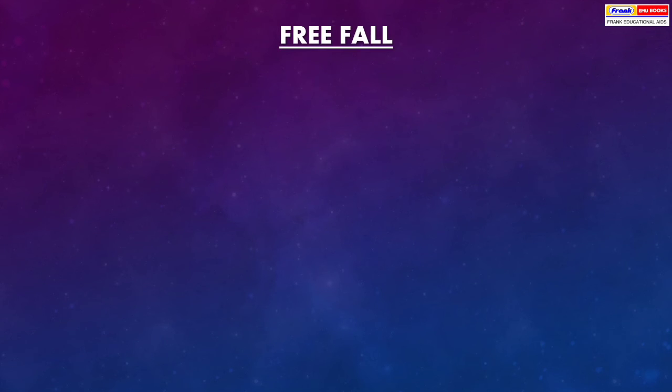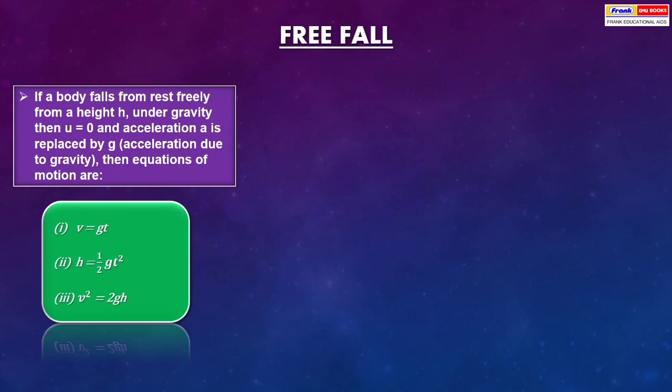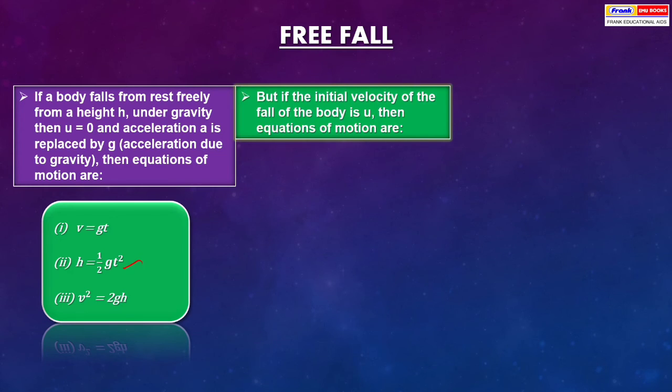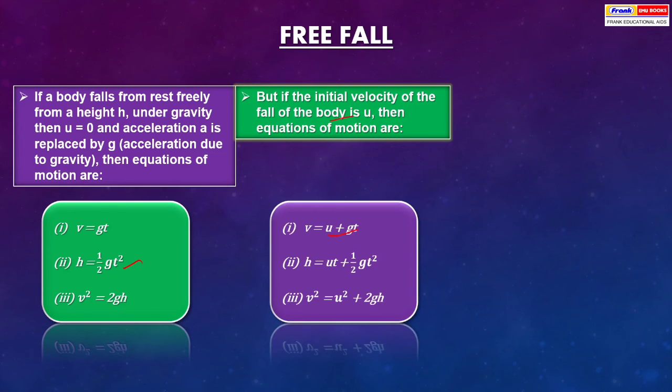Then the concept of free fall. In case a body falls from rest freely from a height h under gravity, then u equals 0 and acceleration a is replaced by g. Then the equations of motion are v equals gt, h equals half gt square, v square equals 2gh. In case 2, if the initial velocity of the fall of the body is u, then the equation of motion will be v equals u plus gt. Here u was 0 in the previous case, that is why we wrote v equals gt directly. Now h equals ut plus half gt square, v square equals u square plus 2gh.